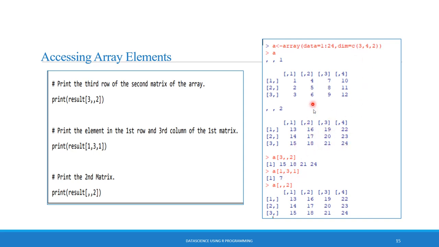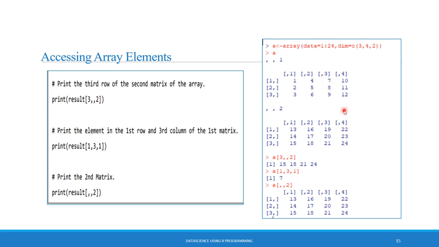If I want to access a particular element, in this example, a particular element of the first matrix, say 7, the row number is 1, the column number is 3 and the matrix number is 1. So A within the square brackets 1 comma 3 comma 1. This will return the element 7.